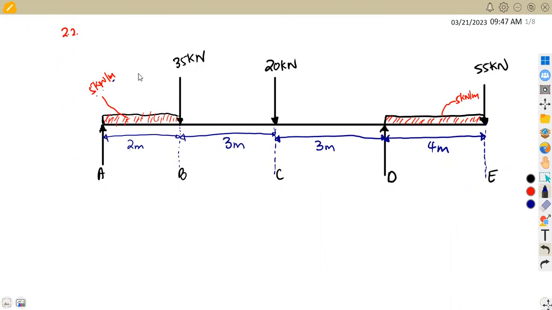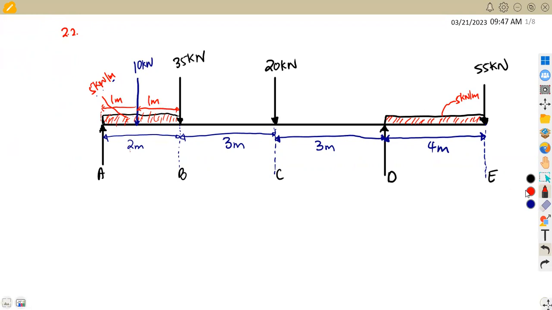Since we are given 5 kilonewton per meter over 2 meters, we multiply 5 by 2, which is 10 kilonewton. So this will be 10 kilonewton acting at the middle of the 2 meters. If we divide by 2, that means we separate 1 meter on each side: 2 divided by 2 is 1.